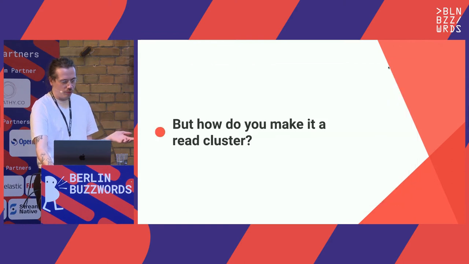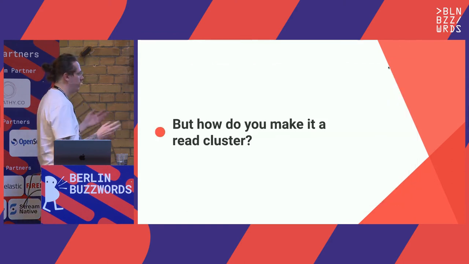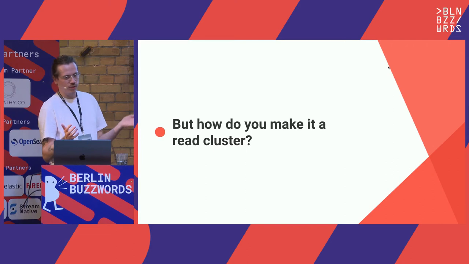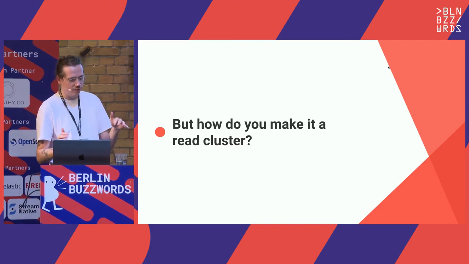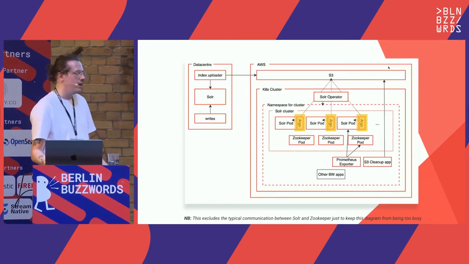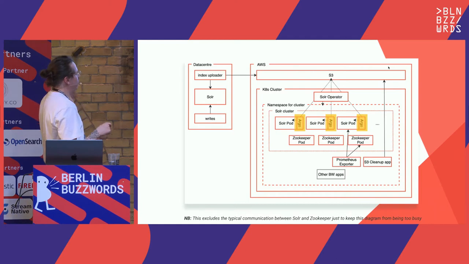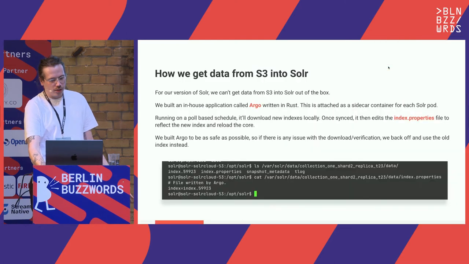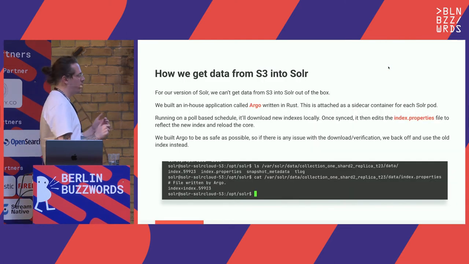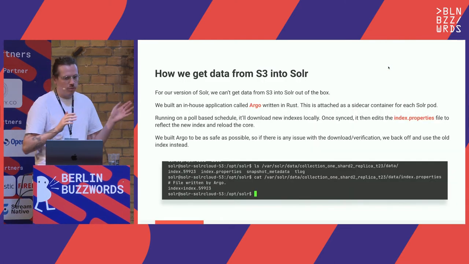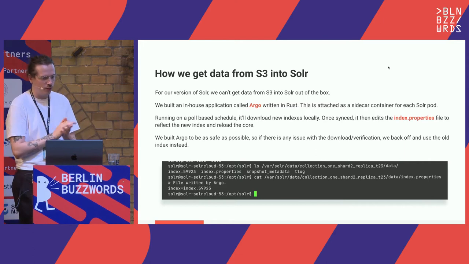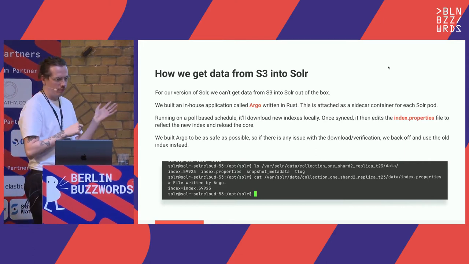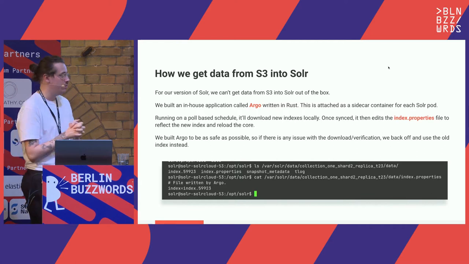So this is all good. We've got a cluster. It's technically a read cluster, even though there's no data in it. So how did we get data from S3 into the cluster? This is where I introduce the first new component, which is called Argo. With the version of Solr that we were running, we couldn't ship data from S3 into Solr out of the box. So we built our own application called Argo, which is in Rust.